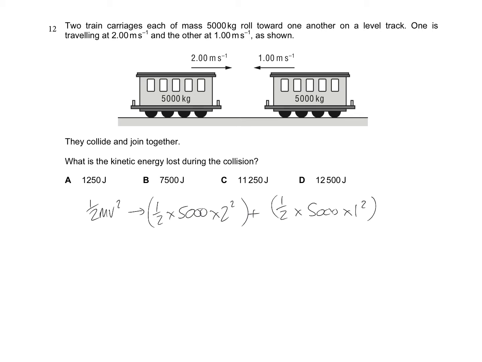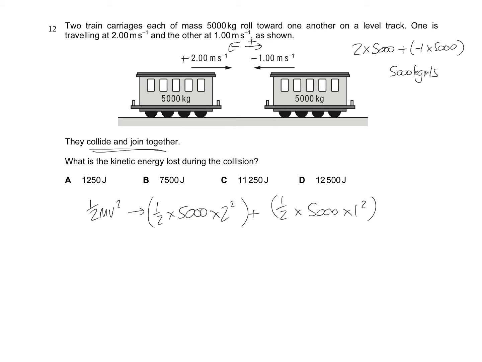Then we need to find the kinetic energy afterwards. Now, to do that, we need to find the velocity afterwards. It shows that they collide and stick together. So let's do conservation of momentum. Momentum before, so this is positive and this is negative. So right is positive, left is negative. Momentum before is going to be 2 times 5,000 plus negative 1 times 5,000. So that's going to be 5,000 kilogram meters per second of momentum before.